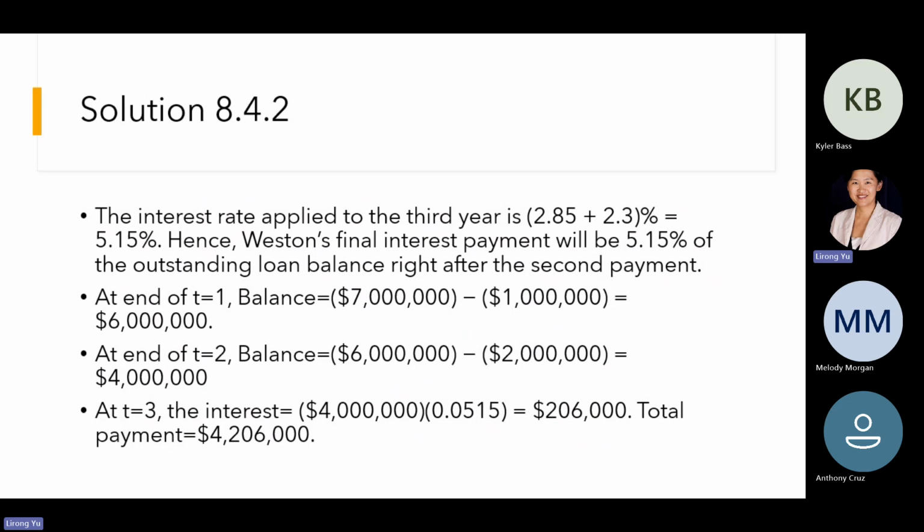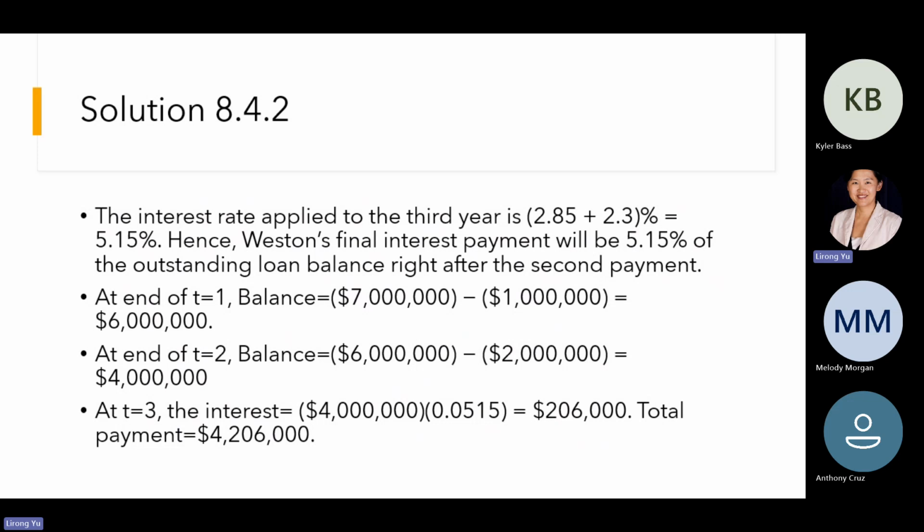So at time three, the interest will be the 5.15% times the outstanding balance. There is already some balance paid down. The 7 million is being paid 1 million at the end of year one, 2 million at the end of year two. So you only have 4 million principal. The outstanding balance is now 4 million. So your 4 million multiplied by the interest rate, that's 206,000 in interest. But then you also have to pay the 4 million in principal. So interest plus principal, the total payment is 4 million plus 206,000.